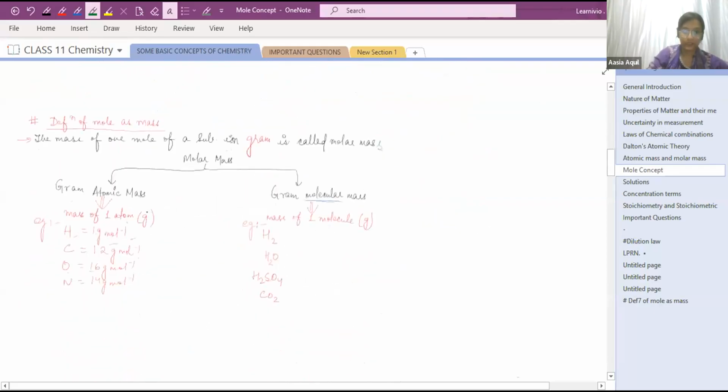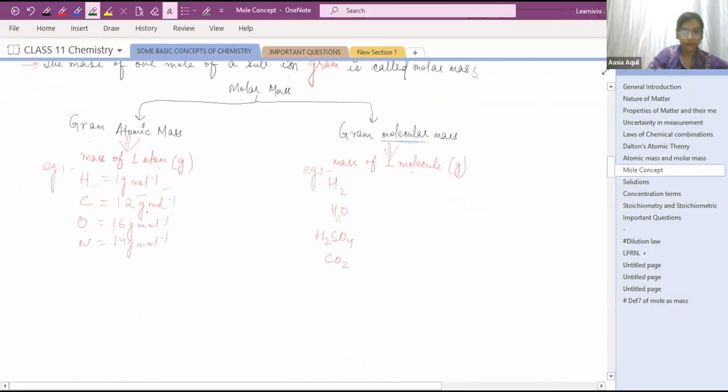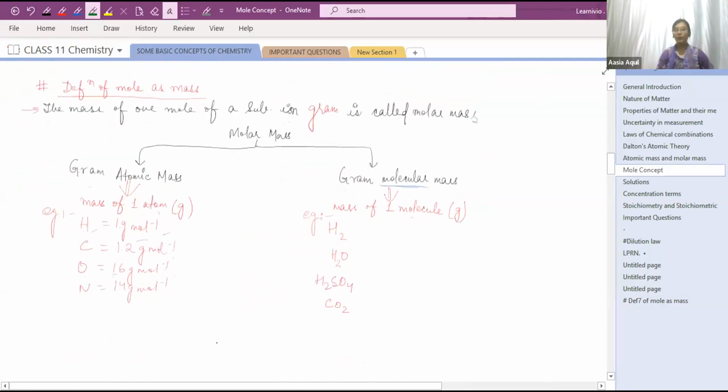Done. Okay, now see, the definition of mole as a mass. How can we define the mole as a mass? The mass of 1 mole of any substance in grams is known as its molar mass. Now molar mass is of 2 types. When we talk about atoms, it is gram atomic mass. When we talk about atoms, what will be the mass? It is called gram atomic mass.